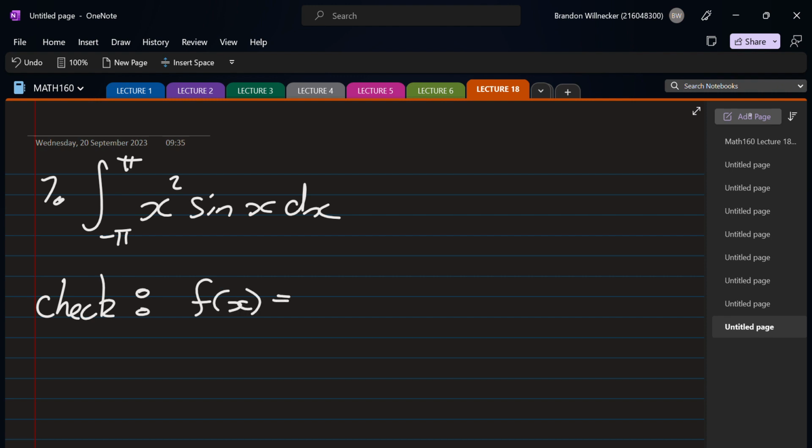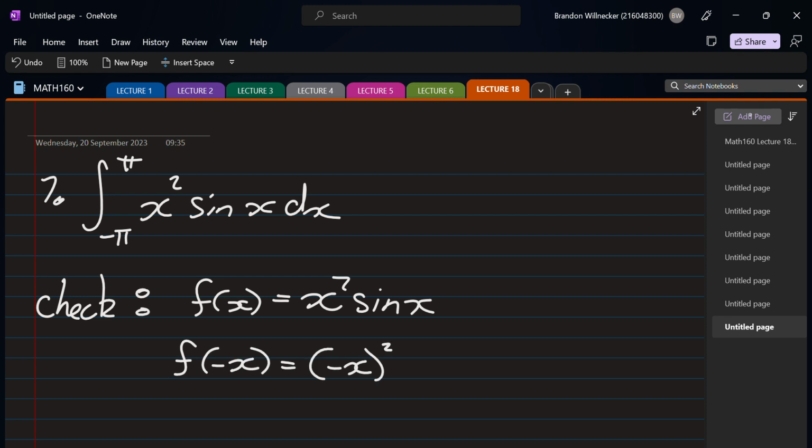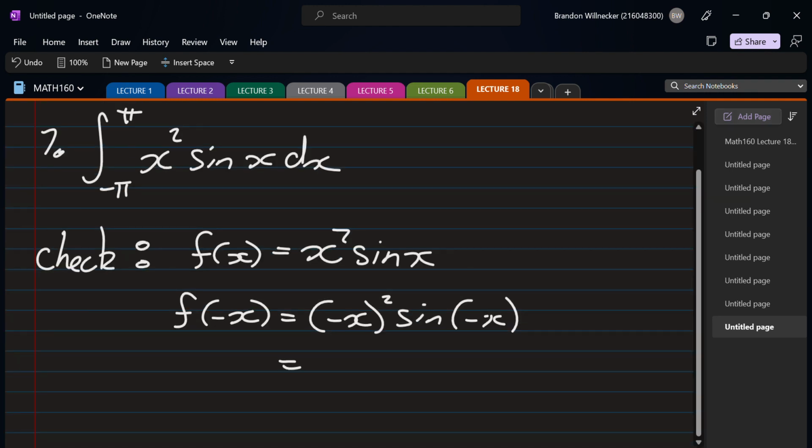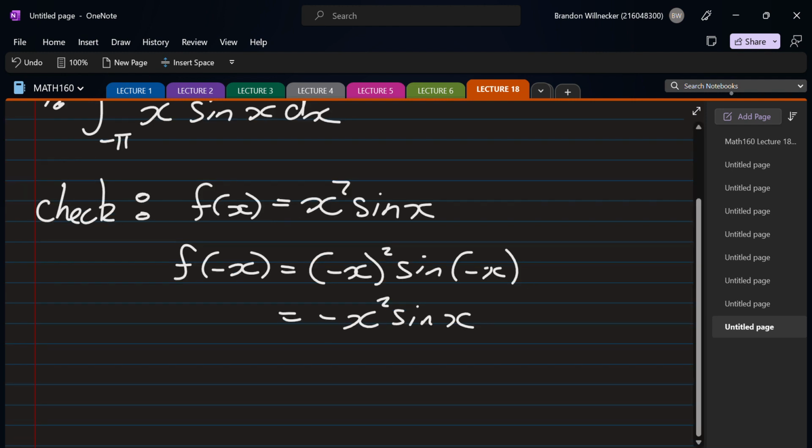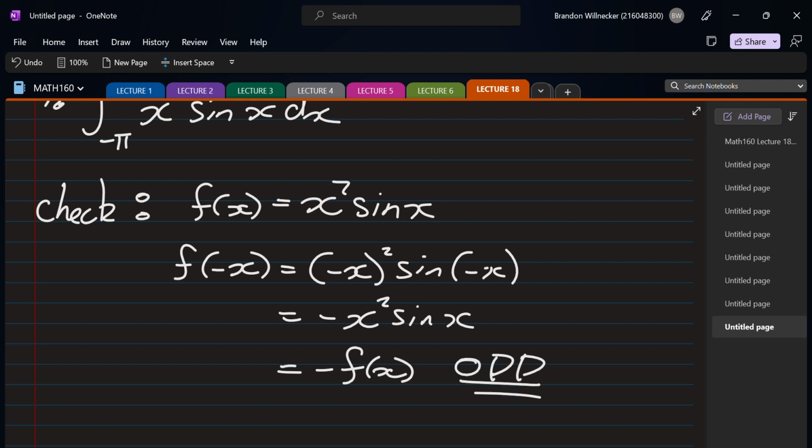So f of x, I'm just calling it f there. So x squared sine x. What about f of minus x? That will be minus x squared sine of minus x. Minus x squared, that's just going to be x squared. Sine of minus x is minus sine of x, so we get a minus in front. But if we ignore the minus, we get back to f of x, so that right-hand side becomes minus f of x, which means it's odd. Whenever you have f of minus x being equal to minus f of x, it's odd.